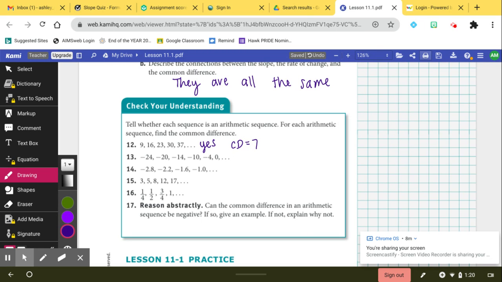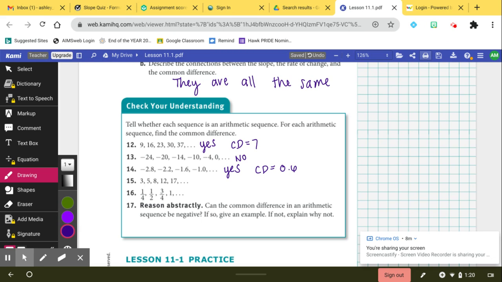Then this one we have -24, -20, so that goes up by 4. But then we go up by 6 to get from -20 to -14. So no, this is not an arithmetic sequence. There's not a common difference. Okay, now at 14 we get -2.8, then -2.2. So that's going up by 6/10. And then from -2.2 to -1.6, that again is going up by 6/10. And then the same thing. So yes, this is an arithmetic sequence, and our common difference is 6/10.